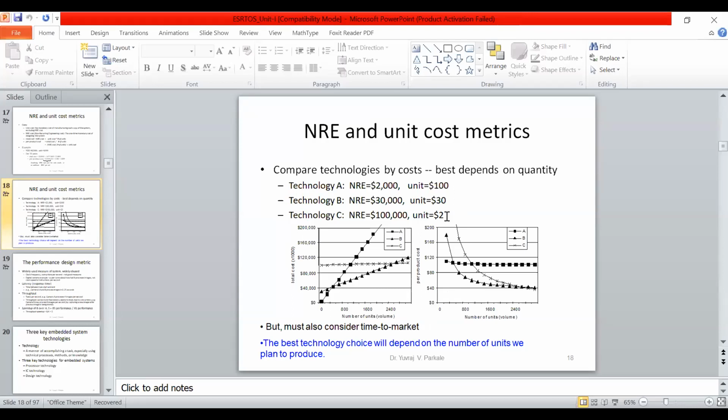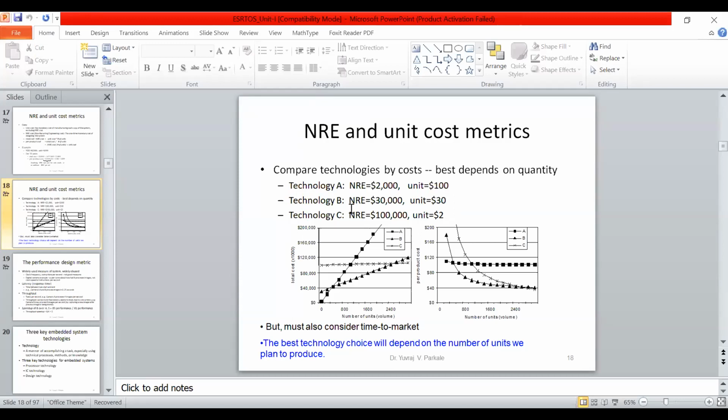First of all, this thing should be clear. The quality of the product is very good. Either use A, B, or C, because that is the requirement of the market. So quality is not an issue here. The quality you are providing is always best. Now you have to think only in terms of NRE cost and the unit cost.